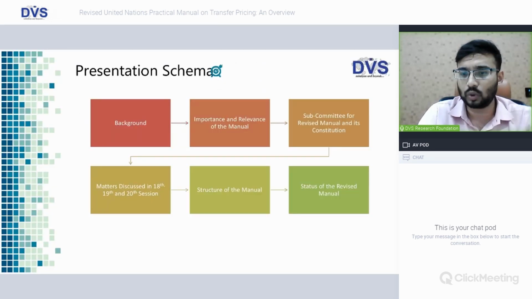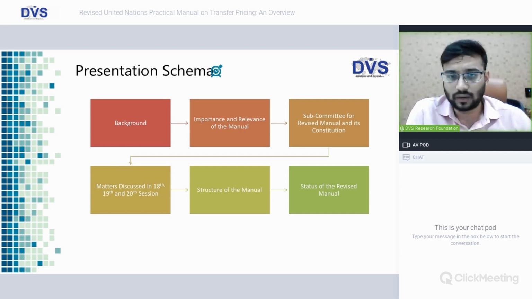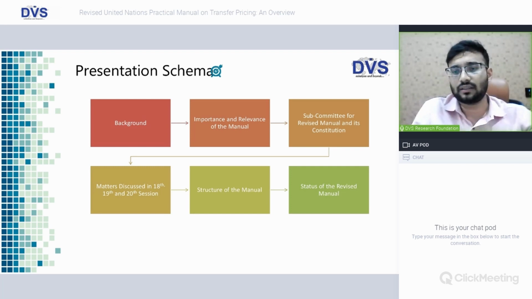So the schema for the evening: a background as to why this manual is required, its importance and relevance, the subcommittee which has been formed particularly for this purpose, that is doing revisions of the 2017 UN manual, matters which were discussed in the three sessions held for the purpose of revision, the structure of the manual, and the status of the revised manual.